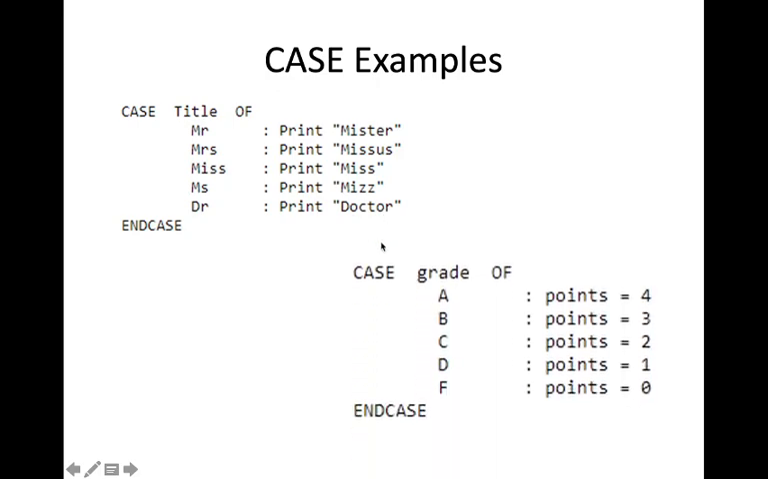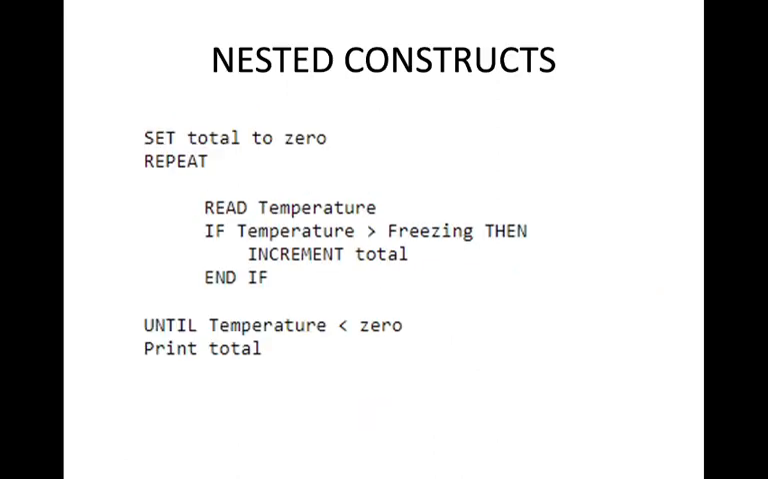I'll show another example. When you calculate the grade of a student, you can have several grades. If the grade is A, then we will simply say points equal to 4. If the grade is B, then points equal to 3, like that. If it is F, points equal to 0. Here also we have not included the default. Then finally there will be an end case statement. So these are the different constructs that I use.